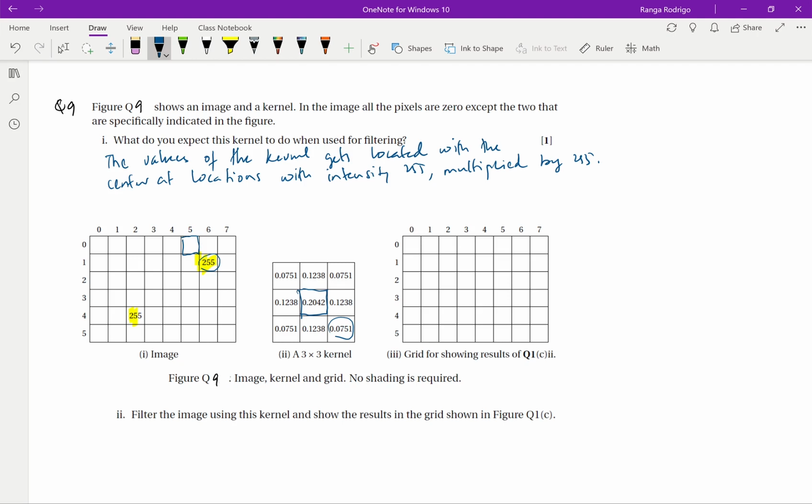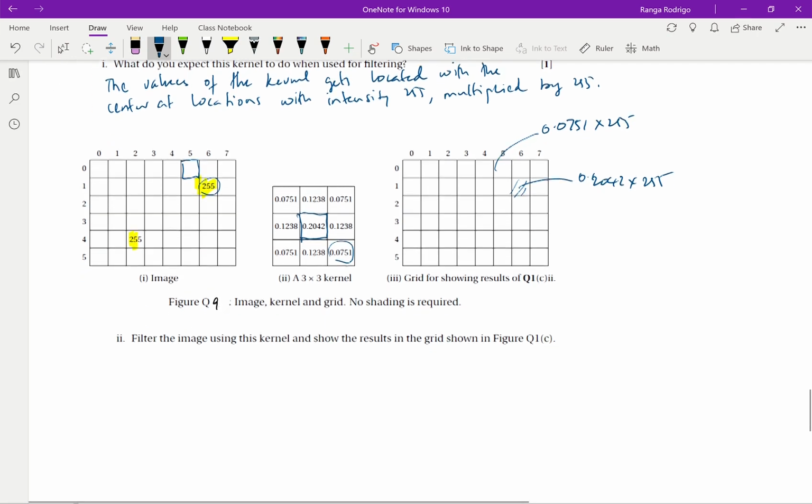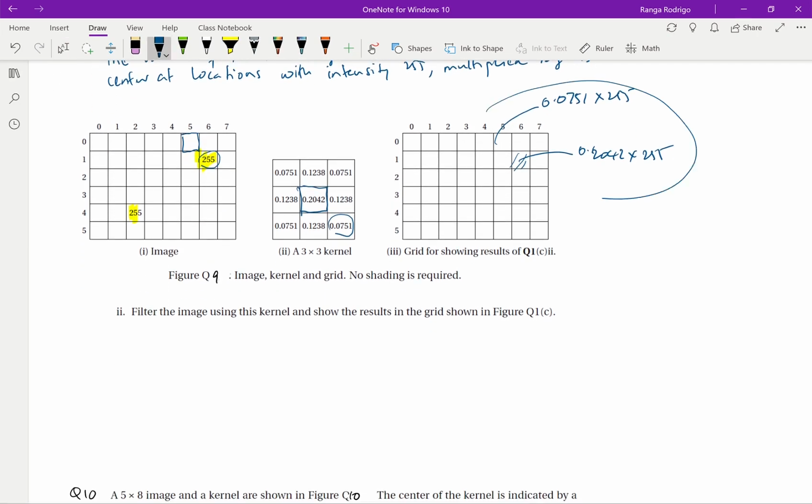So for example, that's the center. So for this one you will get 0.0751 multiplied by 255. For this one you get the center of the kernel 0.2042 multiplied by 255. That's what happens. Filter the image using this kernel and show the result in the image. So this is what you need to do.